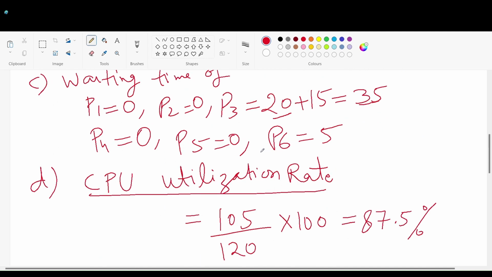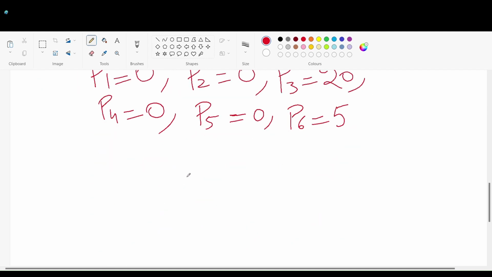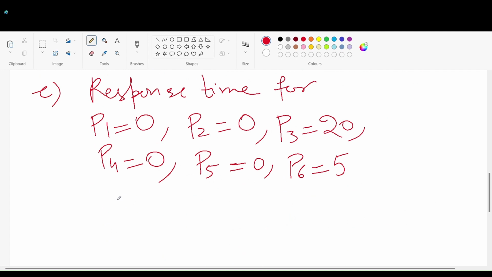Clear? And waiting time, for example, P3 has this 15. 20 plus 15, right? This 15 is because P3 was not completely executed. But here, no, it is just from entry to execution starting. This time is from entry to start of the execution. Clear?